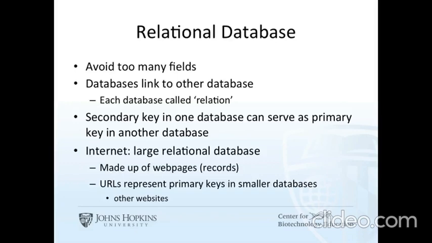We can think of the internet as one large relational database, because every time we access a page on the internet, essentially it's a text file, sometimes with a lot of markup. Whenever you click on a link, you're clicking on a primary key to the other database, which is that website which contains its own set of information. So URLs essentially represent primary keys.